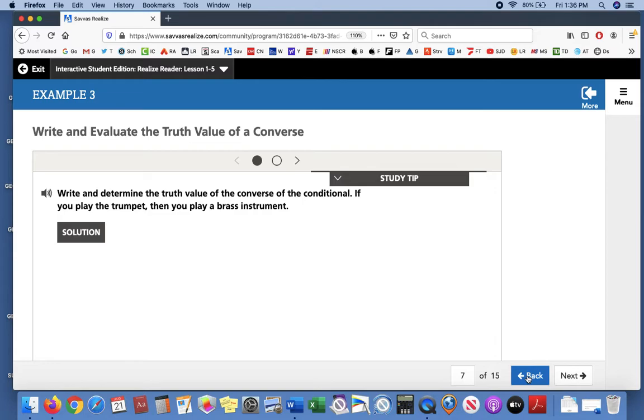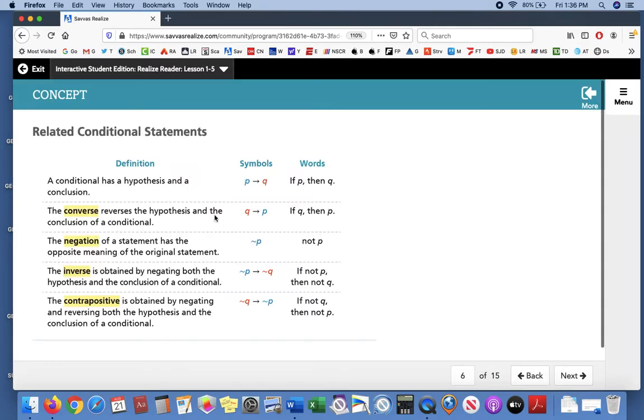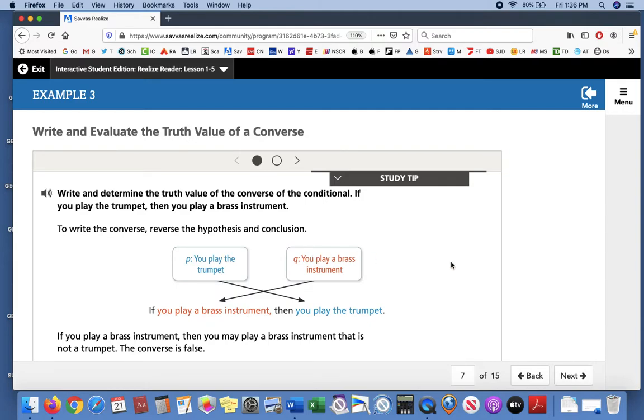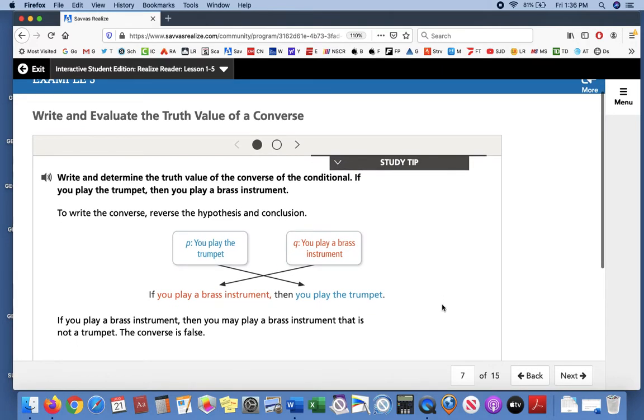Well, if you didn't do the screenshot, the converse is when you switch the order, okay? So we're going to switch the order and see if it's true or not. They switched the order, and now the statement is, if you play a brass instrument, then you play the trumpet, right? Because a converse is if Q, then P. So is that true or not? If you play a brass instrument, then you play the trumpet. No, there's other brass instruments like the saxophone and whatnot. So all you need is one. That's what I love about counterexamples. All you need is one counterexample and it's automatically false.